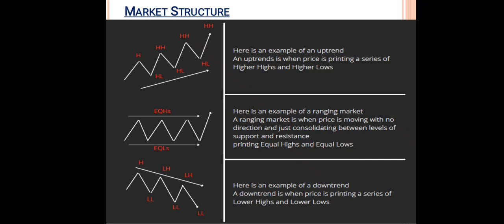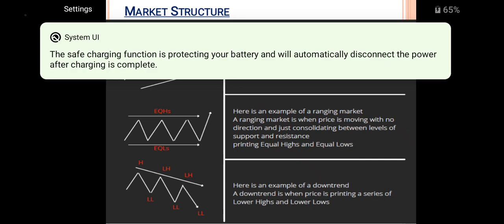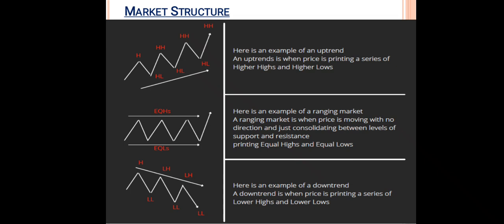Then we also have another one, which is a range market. In a range market, price moves with no direction, just consolidating between levels of support and resistance. You find that price will be printing equal highs and equal lows. Then in a downtrend, price prints a series of lower highs and lower lows.